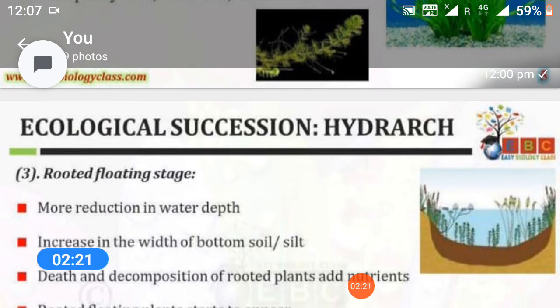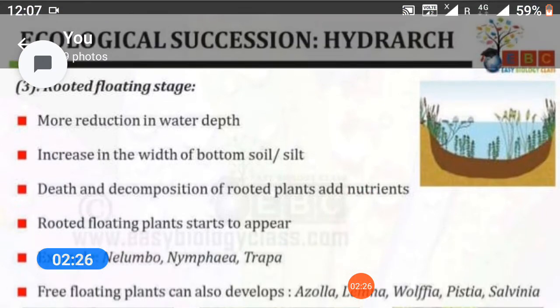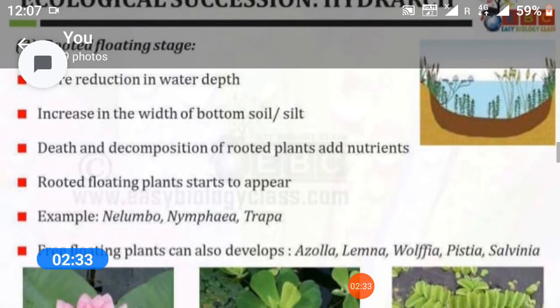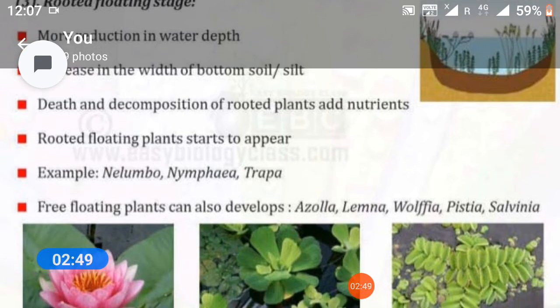Next, rooted floating stage. There is more reduction in water depth, an increase in the thickness of the bottom soil, and death and decomposition of rooted plants add nutrients, and rooted floating plants start to appear. Examples are Nelumbo, Nymphaea and Trapa. Free floating plants can also develop: Azolla, Lemna, Wolffia, Pistia and Salvinia.